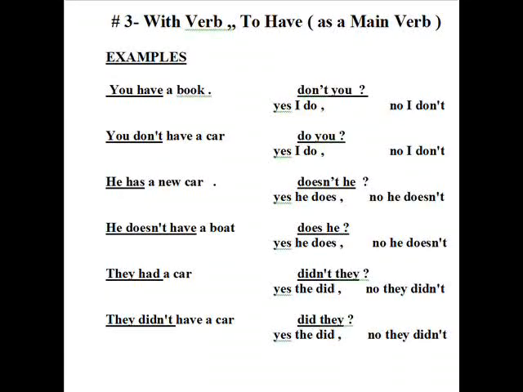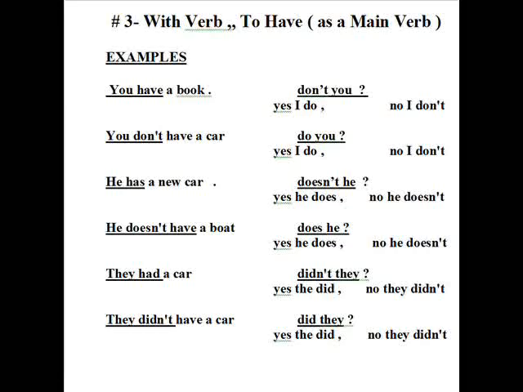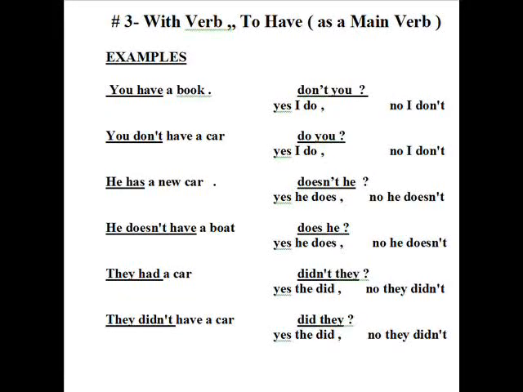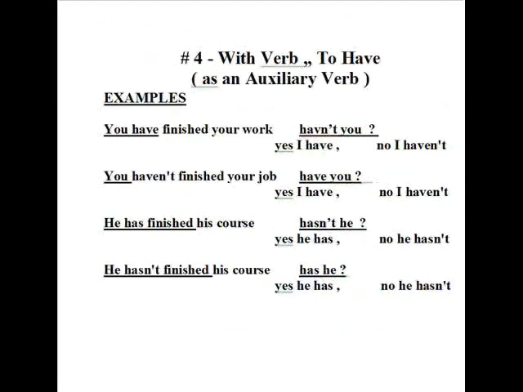We will change verb to have, a main verb, to an auxiliary verb. This is wrong. You don't have a car, do you? Yes, I do. No, I don't. He has a new car, doesn't he? Yes, he does. No, he doesn't. He doesn't have a boat, does he? Yes, he does. No, he doesn't. They had a car, didn't they? Yes, they did. No, they didn't. They didn't have a car, did they? Yes, they did. No, they didn't.